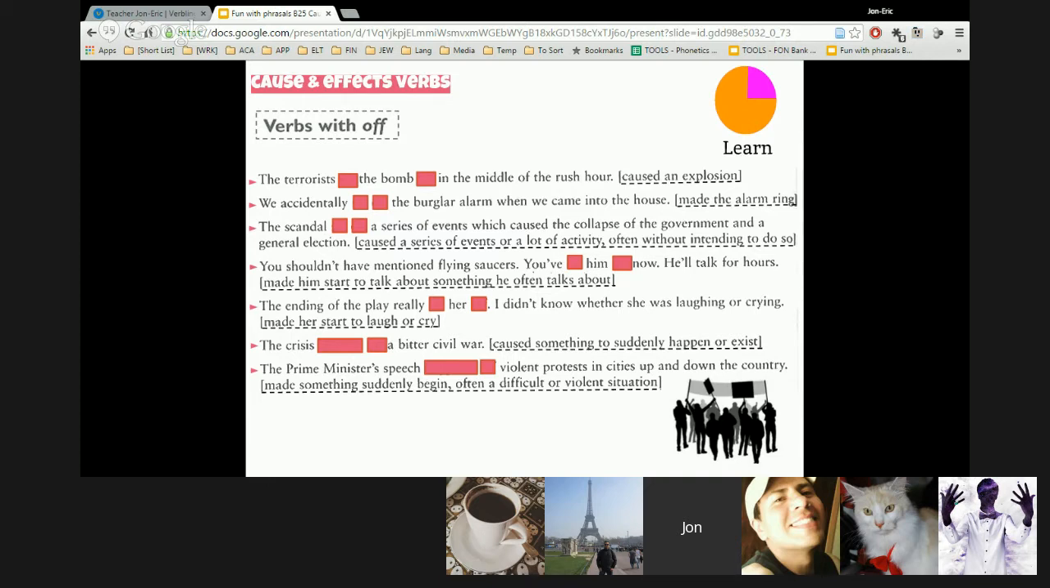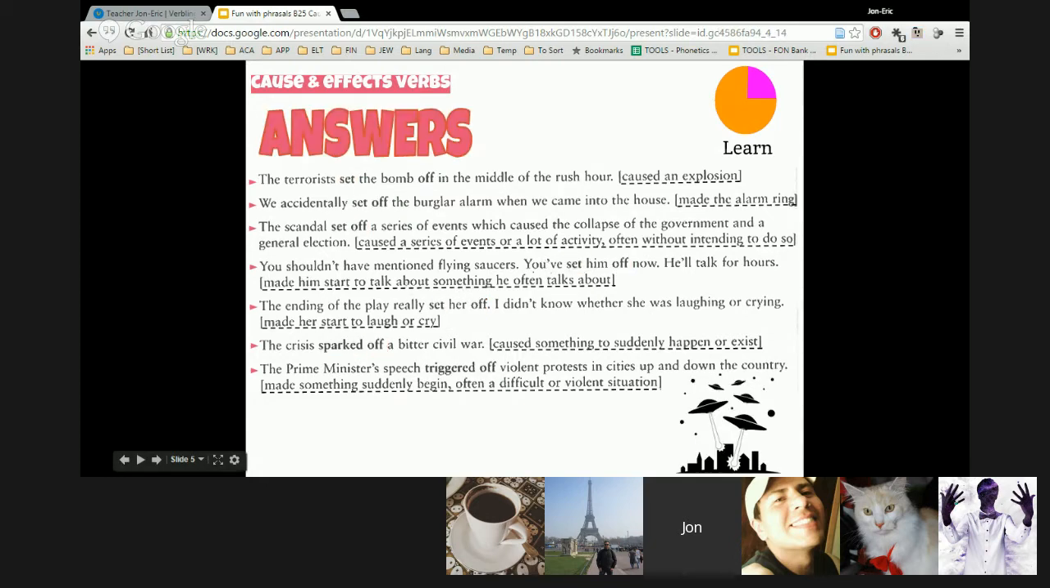Okay, so let's take a look at the answers now. Number one was set a bomb off in the middle of rush hour. Set off the burglar alarm, we did. But look, the scandal set off a series of events. The scandal could also trigger a series of events without off. So I would say trigger is okay in some of them. But in the last one, it's really triggered off. We could say trigger too: the Prime Minister's speech triggered violent protests. But triggered off somehow shows that it's an immediate result. There's absolutely no doubt that A led to B.